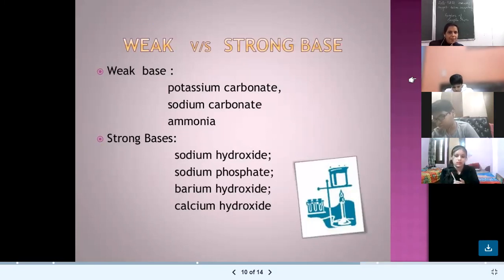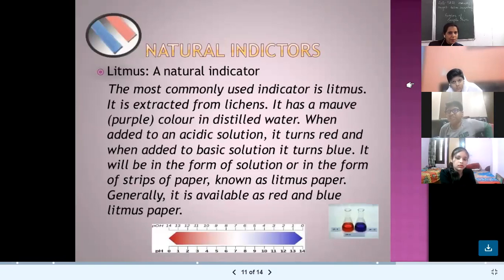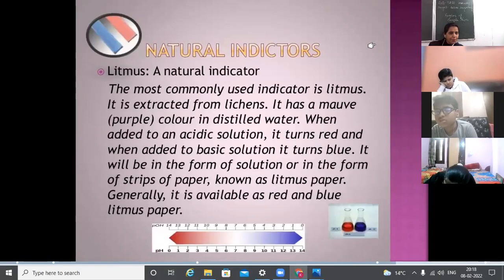Few of the acids are strong and few are weak. Kindly continue. Show them all the slides. And next slide. Yes, do the next one. And natural indicator. Yes, natural indicators. You know what a natural indicator is and from where it is extracted.